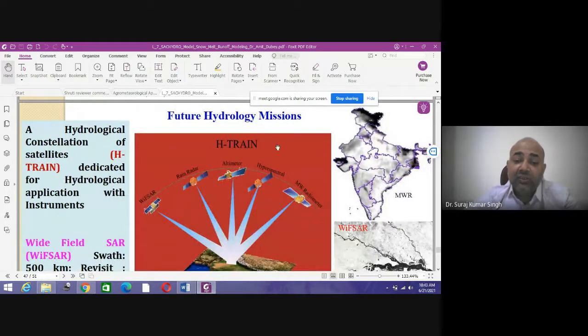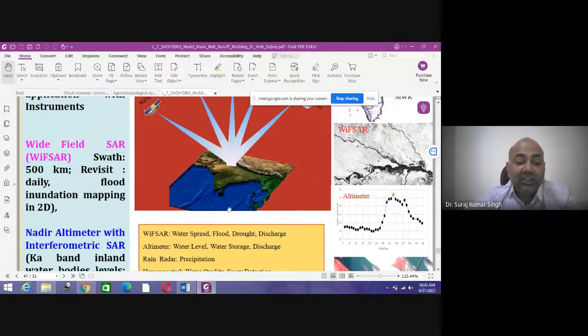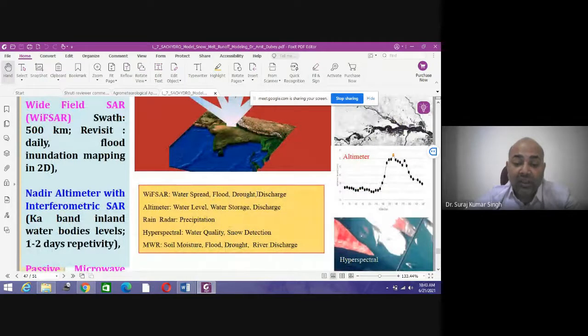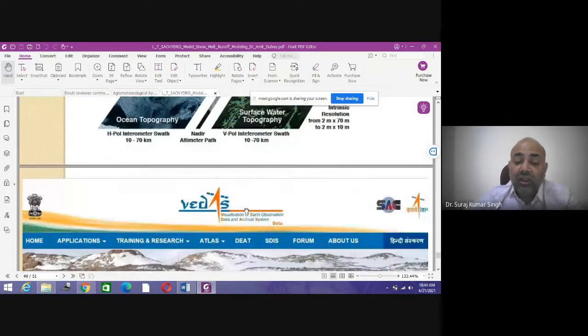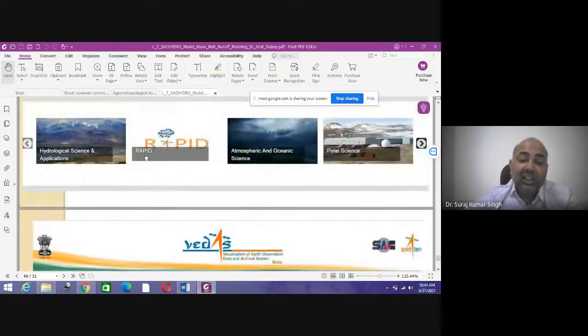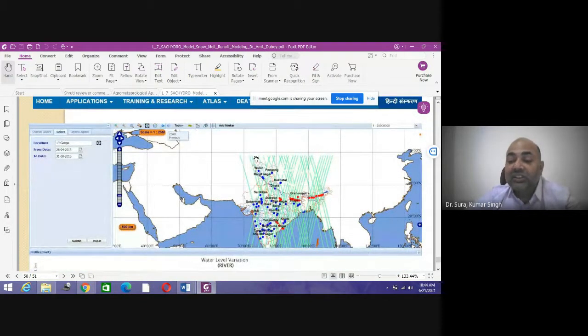So what is the future hydrological mission? It all depends on VIPSAR, rain radar, altimeter, hyperspectral data, microwave radiometers. A hydrological constellation of satellites will be dedicated to hydrological applications with instrumentation that will help with water spread, flood, drought, water discharge, water level analysis, water storage, precipitation, water quality, snow detection, soil moisture, and river discharge. All such information can be obtained using satellite images. All datasets related to hydrological, atmospheric, ocean or polar analysis will be made using such satellite based datasets.